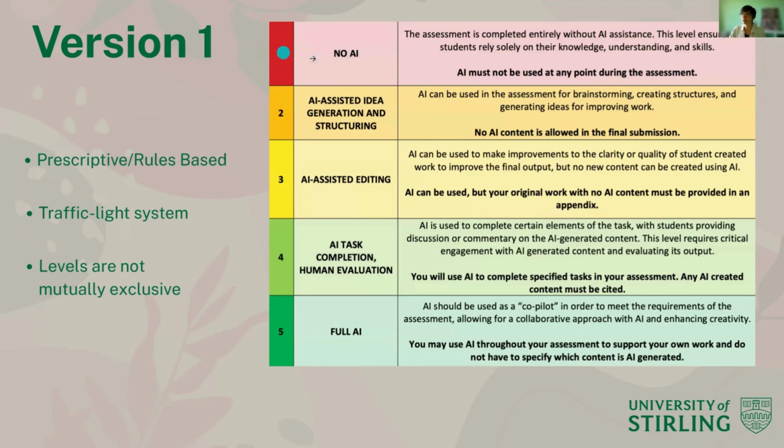It starts at level 1 with no AI use. It tells you AI must not be used for any point of this assessment. Then AI level 2, no AI content is allowed in the final submission. AI level 3, can be used, but your original work has to be in an appendix. AI level 4, task completion and human evaluation. So you basically ask an AI to do something, and then you comment on how well that's been done. And then full AI integration. You can use it throughout the assessment as a co-pilot, as a friend, as a mentor, tutor, whatever you want to use it for. And you don't have to specify what parts have been used.